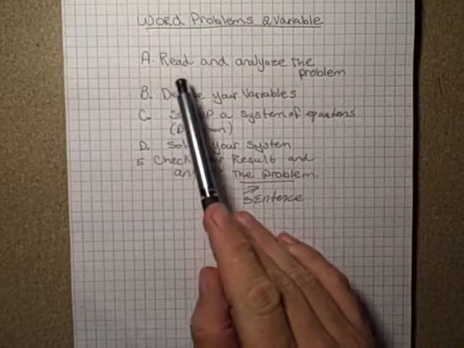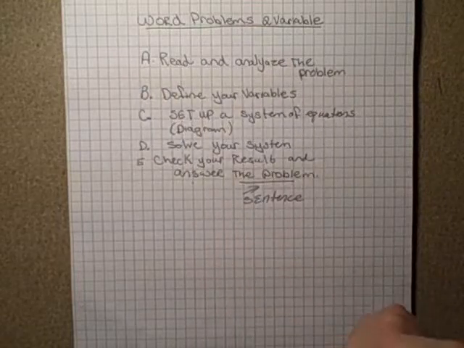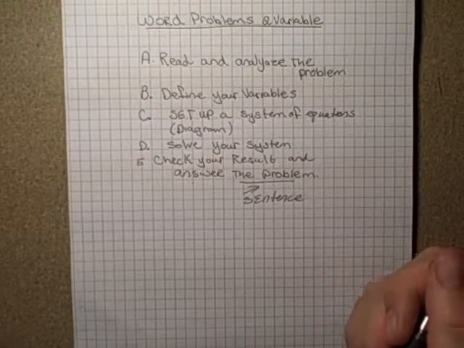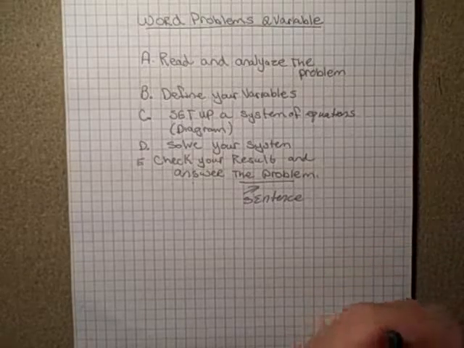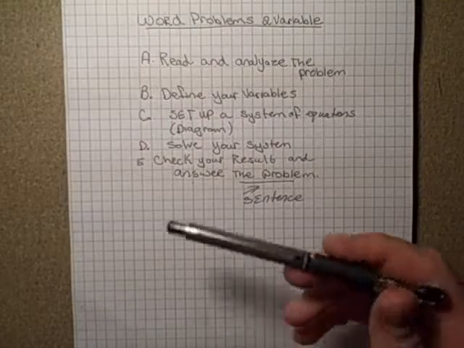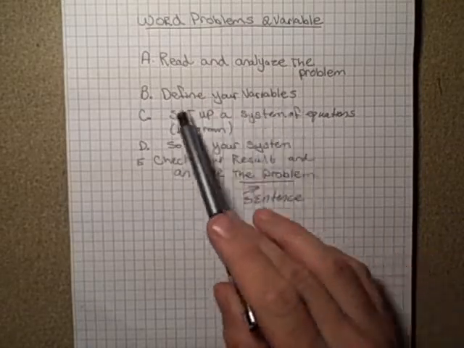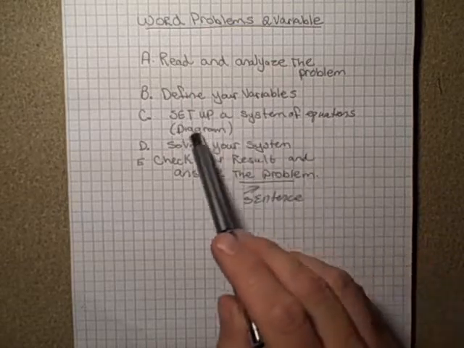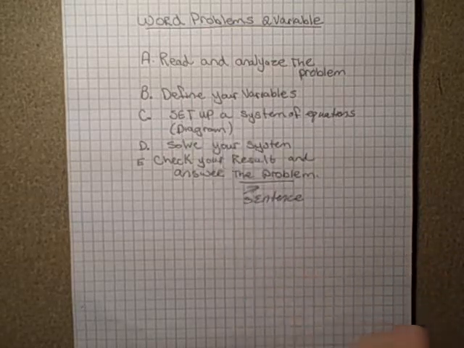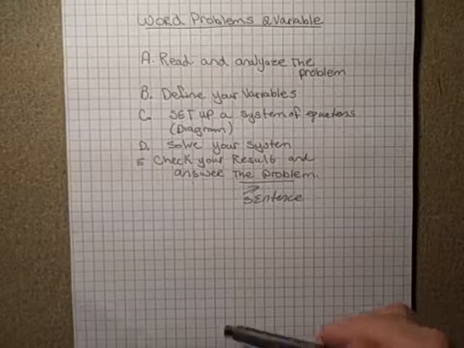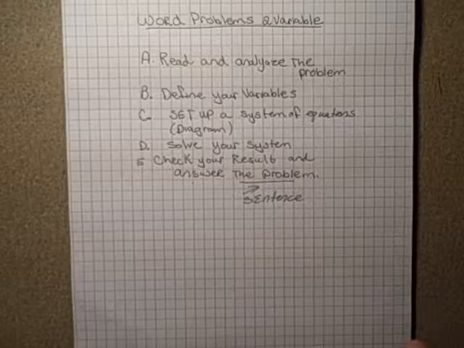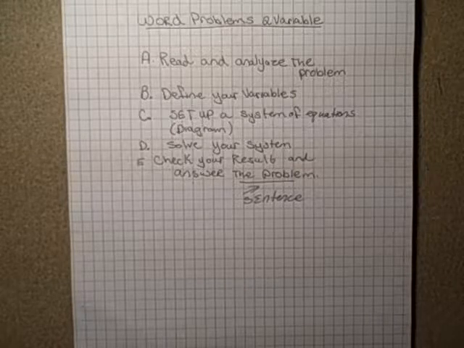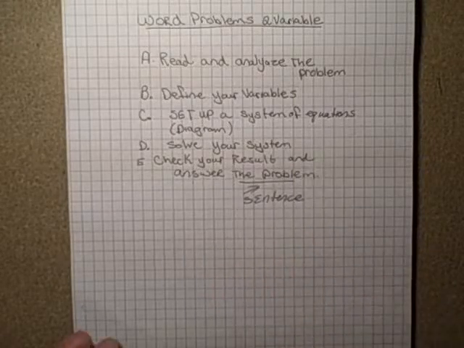So the first thing you got to do is read and analyze the problem. And that means by analyzing it, finding out what you need to know or what you're trying to answer and what you already have in the problem. Then you'll be defining variables, probably 2 variables in most cases, setting up a system of equations for those 2 variables, using a diagram to help where possible, and then you'll solve those. And of course, with any word problem, you'll check your results and answer the problem with a sentence. So that's the basic format that you use.